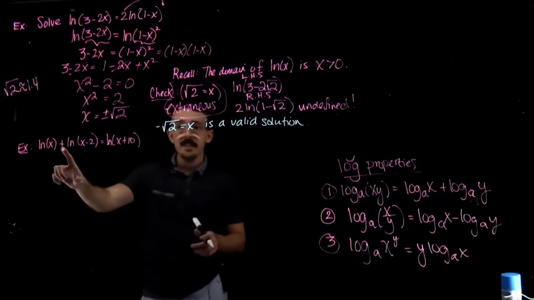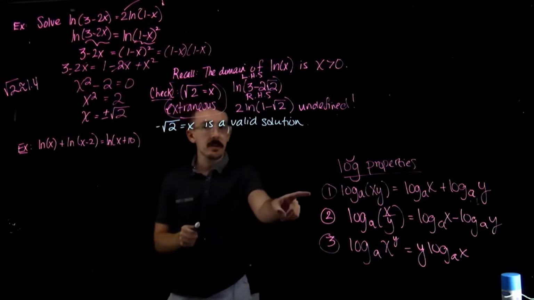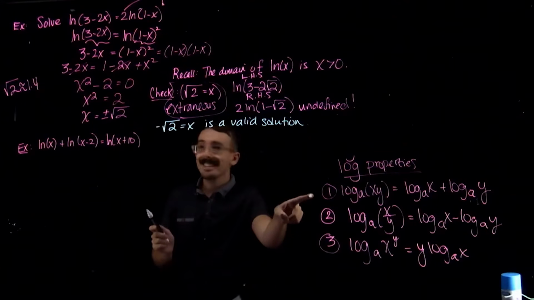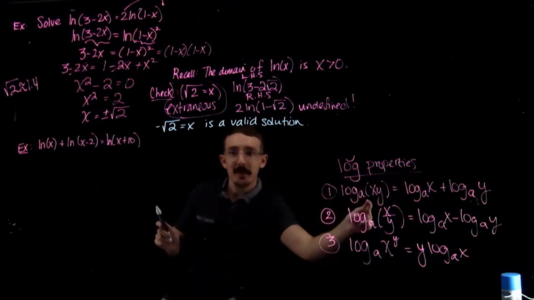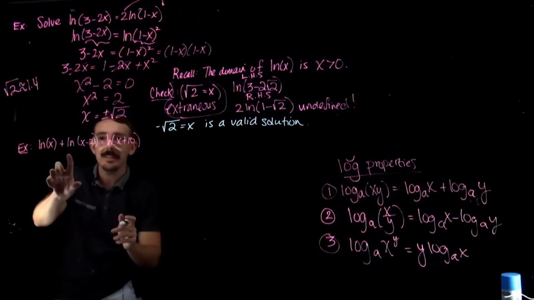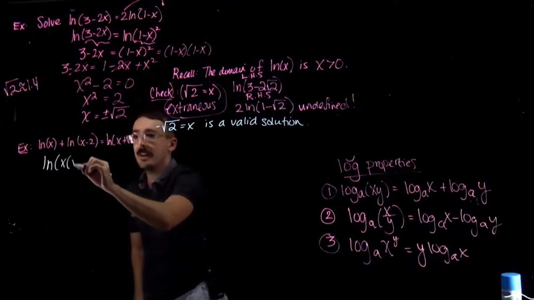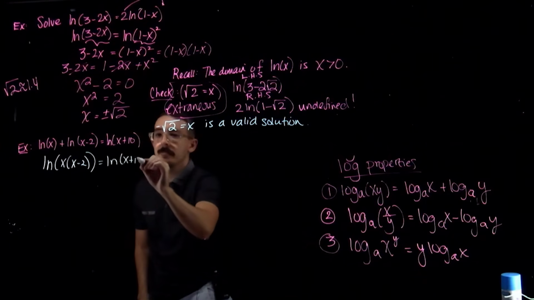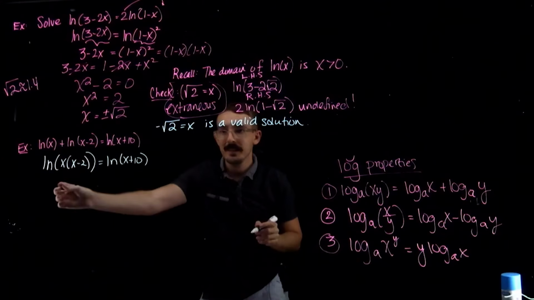Okay, hopefully you got to this one as well, so let's do this example together. So here I have addition of two logs with the same base. That would mean that you'd want to use property 1. Let me crouch down here. Property 1 says that if you're adding two logs together, you can put them together by multiplication. So if I put these two together, I'm going to get log of x times x minus 2 equals log of x plus 10.